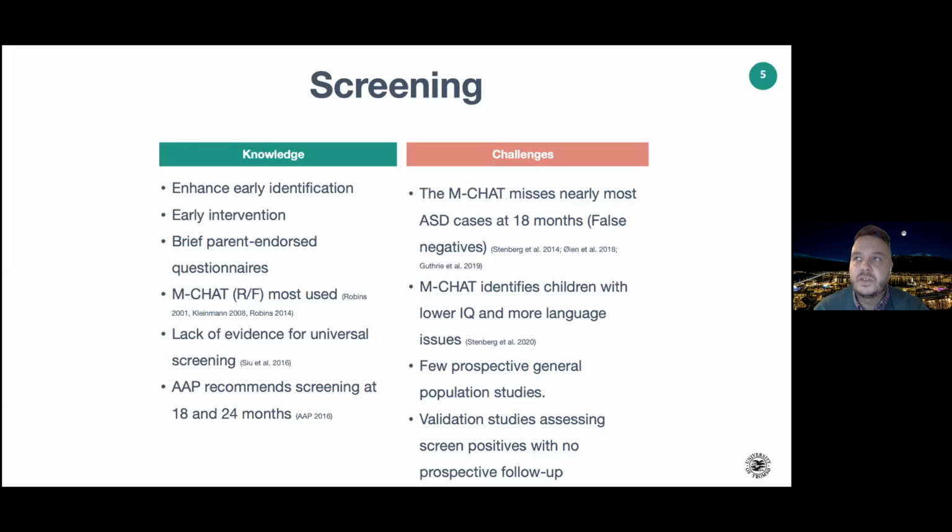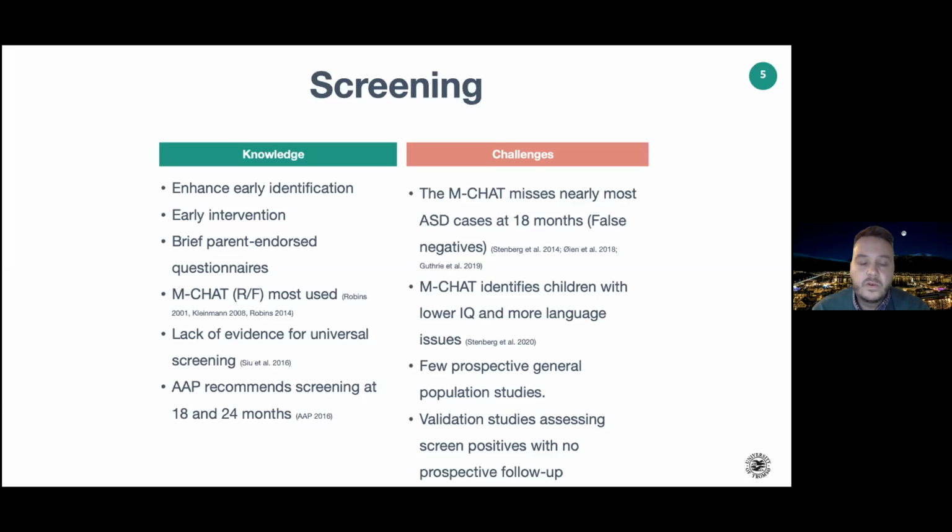Screening should be very brief parent-endorsed questionnaires, like 20 or 25 questions maximum. We do have some screeners that are longer, but the most used one is the MChat, which also exists in a revised version, MChat-R. Very similar, but we can discuss that later on. These are 20 and 23 questions to the parent or caregiver. But there is a lack of evidence that universal screening is effective.